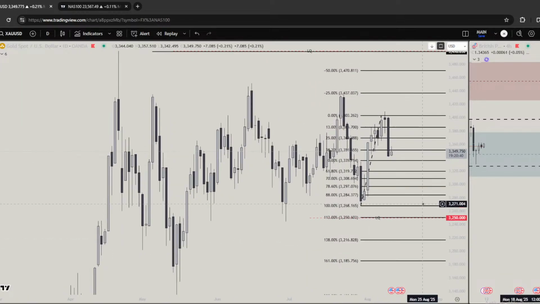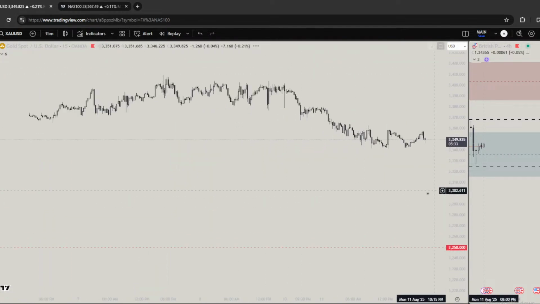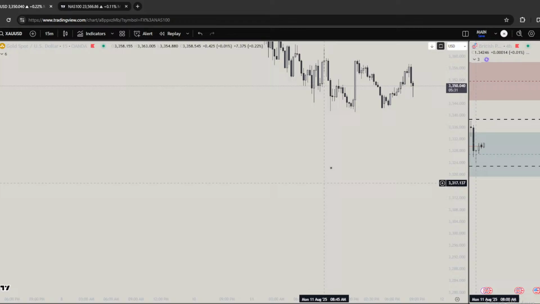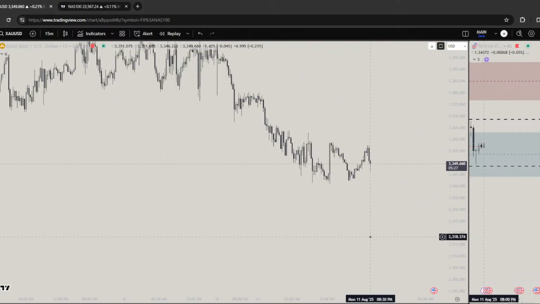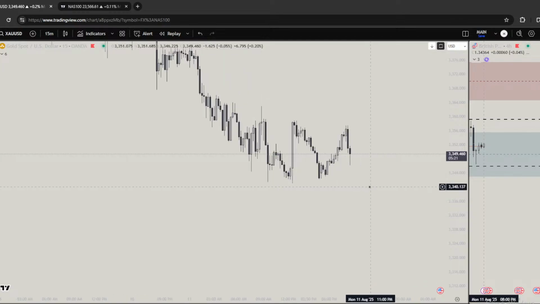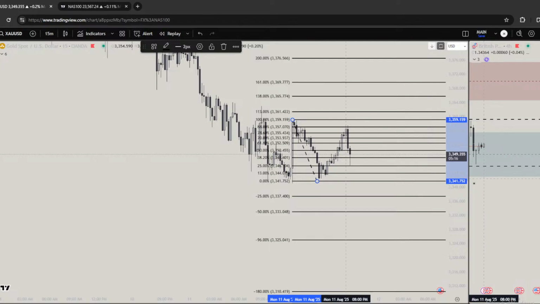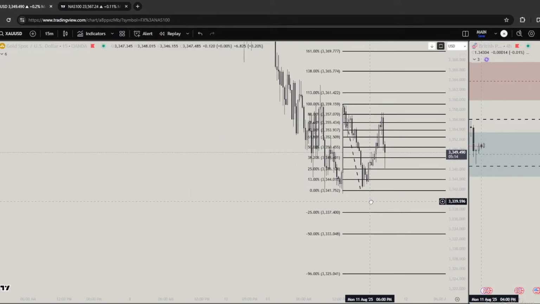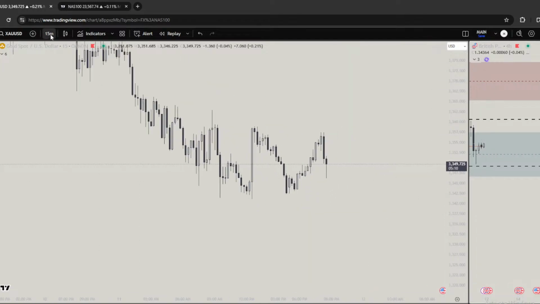Yeah, I'm still playing that short, bro. Yeah, this dropping back lower. I see it. Even if I just took profit here at the zero, I would still see it dropping back down lower to that zero.